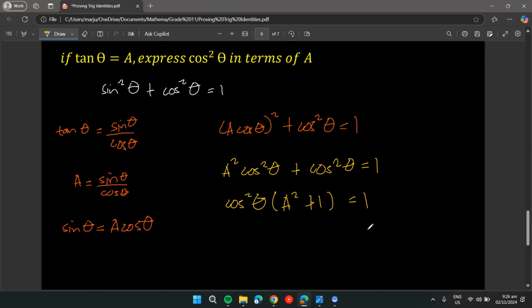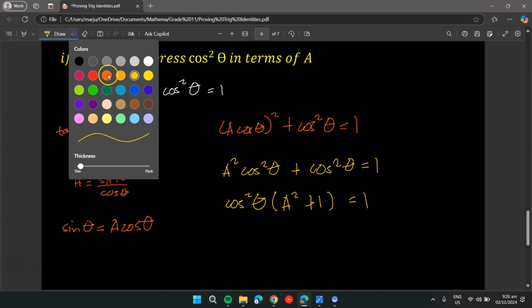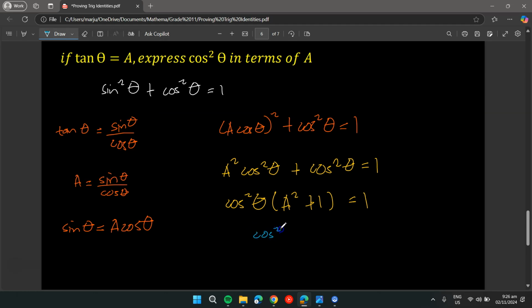Right? And then we need to express everything in terms of cosine squared theta. So what we're just going to do is divide everything by a squared plus 1. So this will become cosine squared theta is equal to 1 over a squared plus 1.